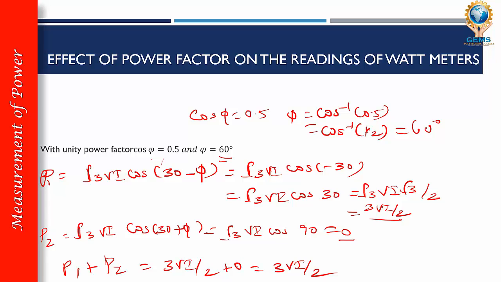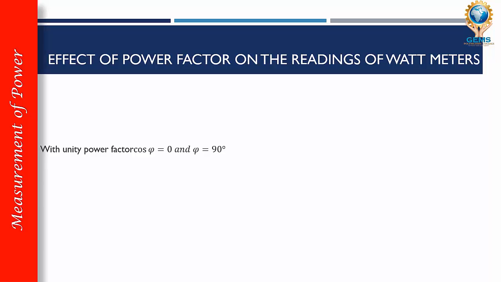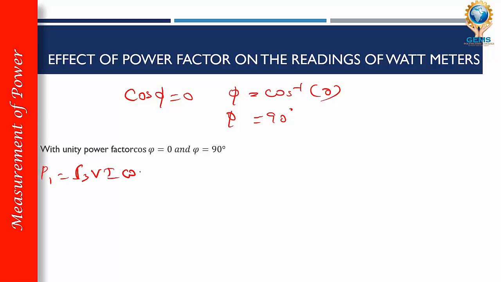Now we'll see what happens when power factor cos phi is equal to 0. When cos phi is equal to 0, what is phi? It is cos inverse of 0. So when is cos 0? At 90 degree, cos 90 will be 0. Okay, so we'll find out what is P1. P1 we know the formula: root 3 Vi cos 30 minus phi. Phi is nothing but 90 degree.